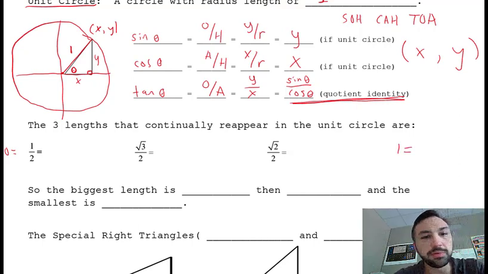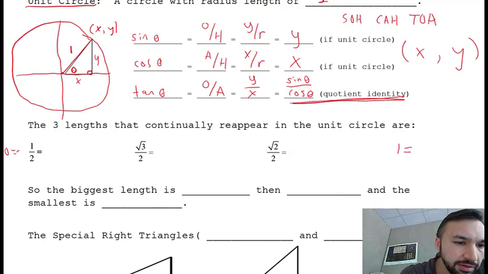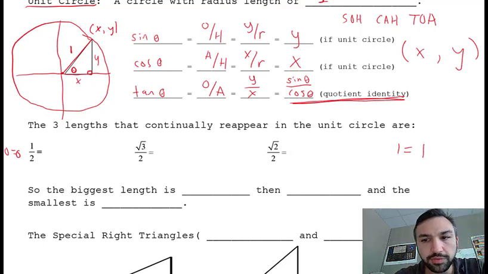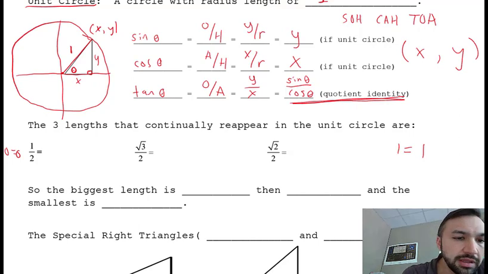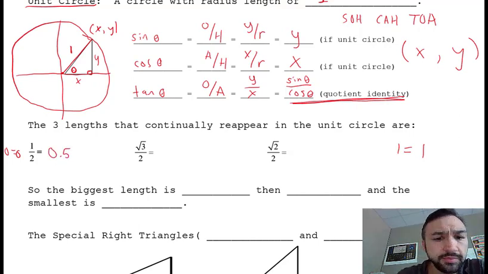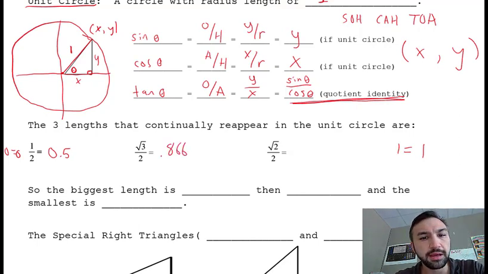There are five lengths that come up a lot in the unit circle. 0, which is of course 0, 1, which is of course 1, and then the other three that we're not as familiar with. 1/2, written as a decimal, is 0.5. Square root of 3 over 2 is approximately 0.866.